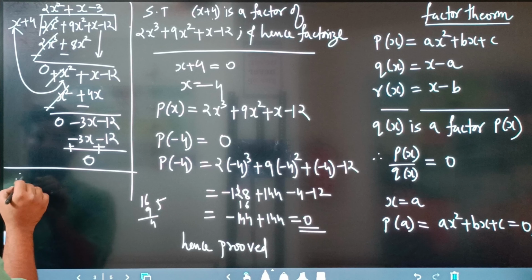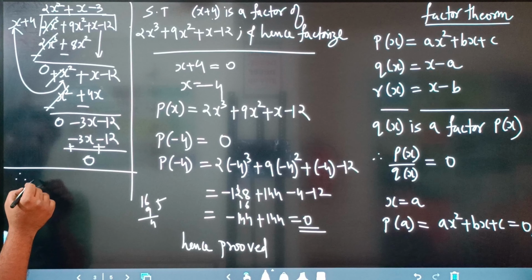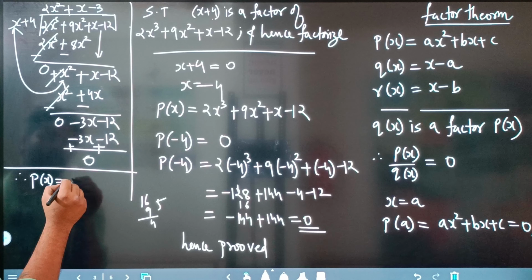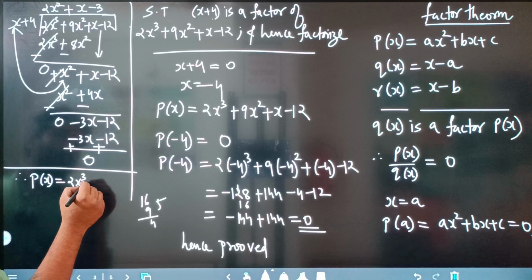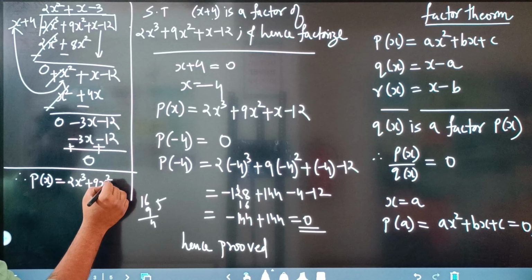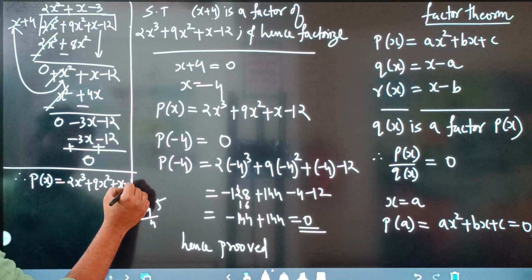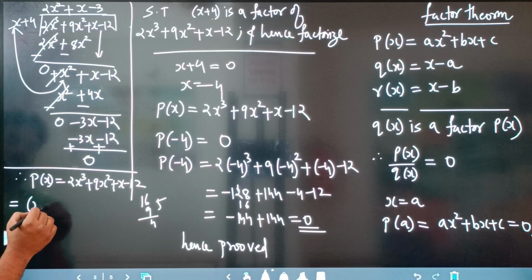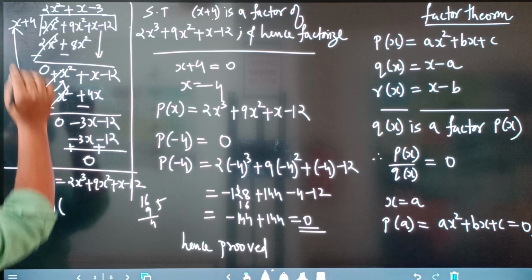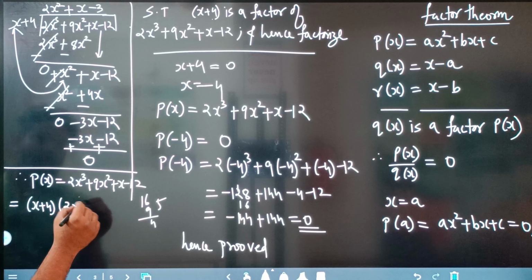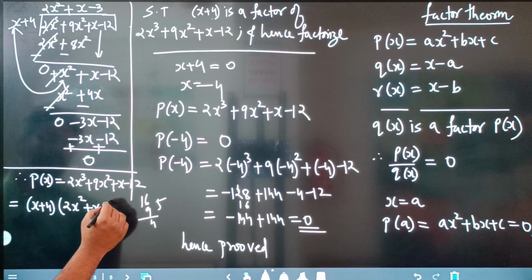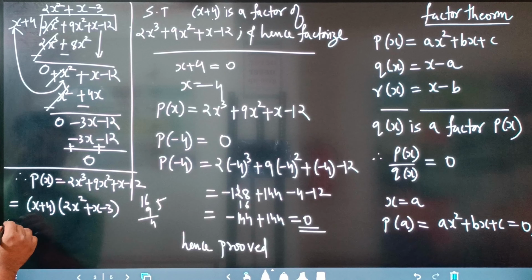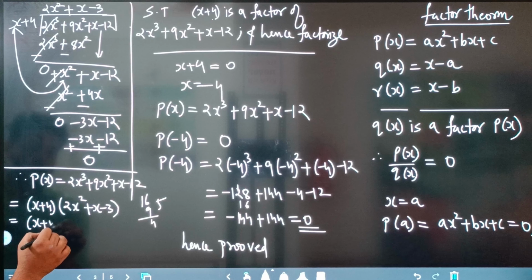We can write it down as, therefore, p of x, which is equal to 2x cube plus 9x square plus x minus 12, can be written as x plus 4 into 2x square plus x minus 3. Now 2x square plus x minus 3 should be further factorized. You should know how to do the factorization.